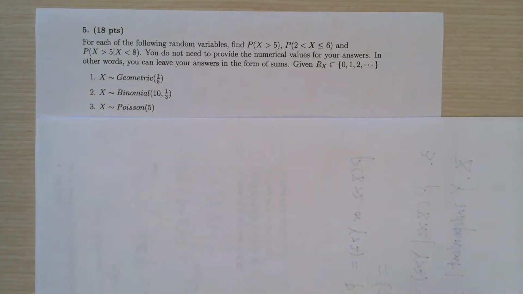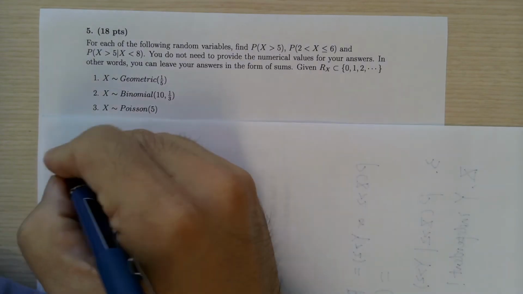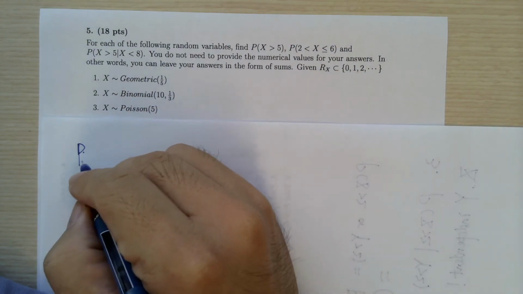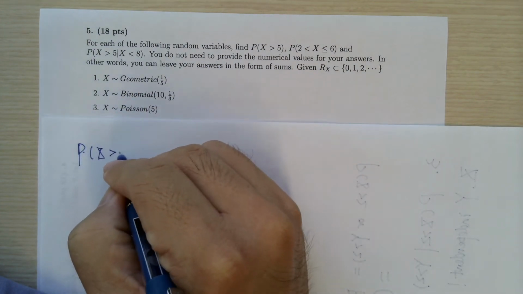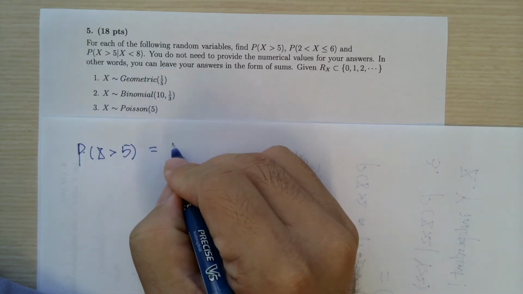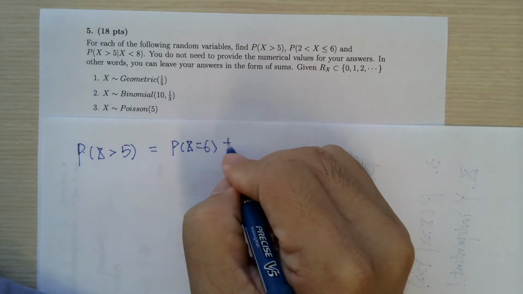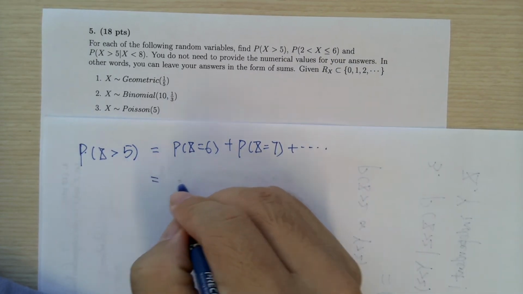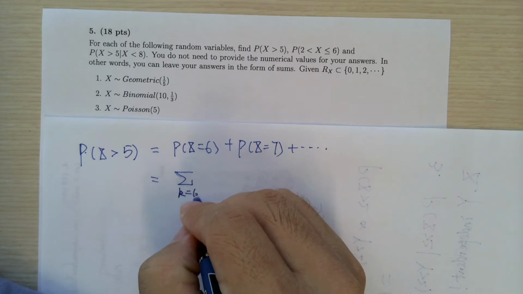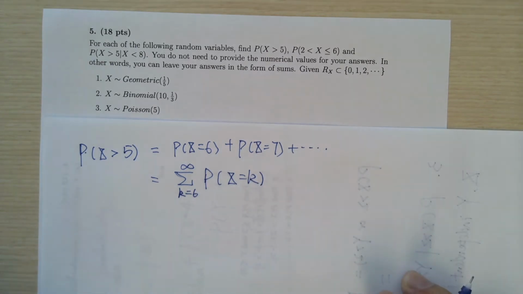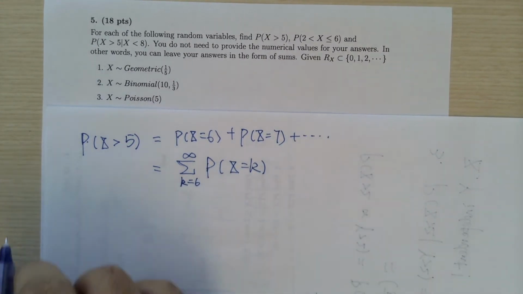What we can see, for the first one, let's look at those three inequality probabilities. The probability X is greater than 5 equals the probability of 6 plus 7, etc., right? So in other words, we can use the summation where k starts from 6 to infinity, P of X equals k. So that's the equivalent form, because we're going to use that.